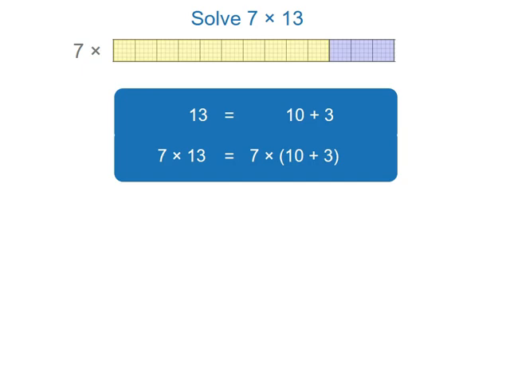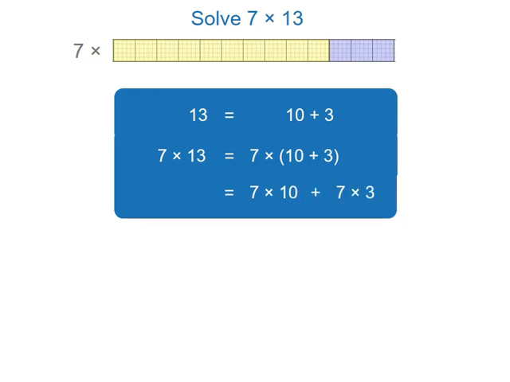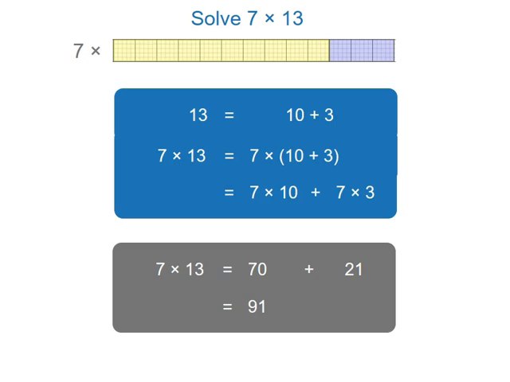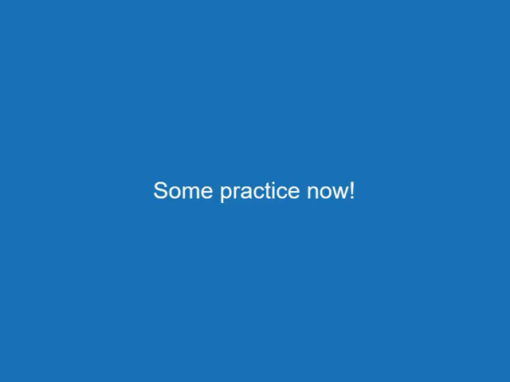But you can see from the diagram, it's the same as 7 multiplied by 10, the first part, and 7 multiplied by 3, the second part. So 7 multiplied by 10 is 70, and 7 3s are 21. So 7 multiplied by 13, it's now not so tricky, it's 91. And that's much easier than trying to work your 13 times tables. So if you had 7 times 14, you could break that into 7 times 10 plus 7 times 4.